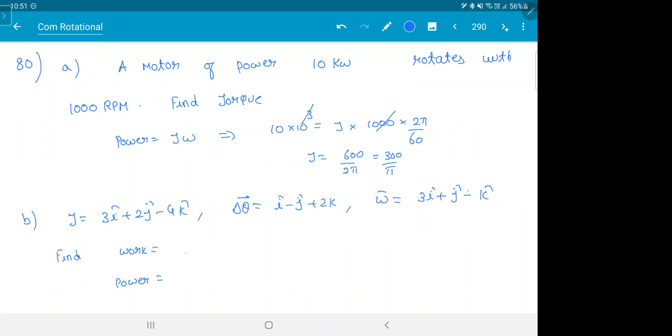What about work? Torque dot delta theta, dot product. What is power? Torque dot omega. We just have to do dot product, nothing much. So that would be 3 minus 2 minus 8, minus 7 joules. What is power? 9 plus 1 plus 4, 14 watts.